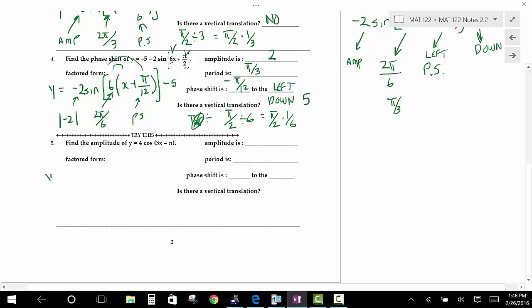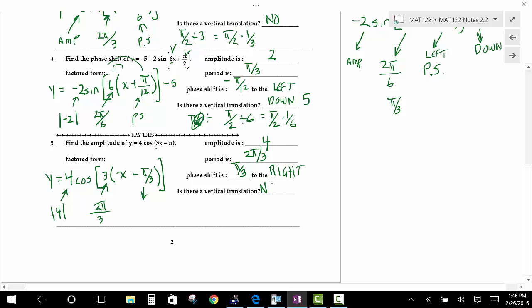First thing is hopefully you put this in the factored form correctly. So I'm going to factor out that 3. That should be 3 times x minus pi over 3 is what you should have got. The amplitude is the absolute value of that number, so you should have got 4. The period is 2 pi over b being 3, so you should have got 2 pi over 3. Phase shift is this number, which is pi over 3. And now this one should go to the right because of the minus sign. And there is no vertical translation. So that's what you should have come up with.